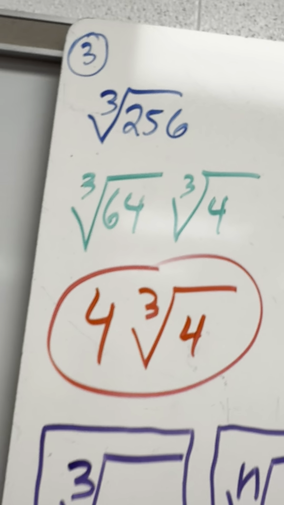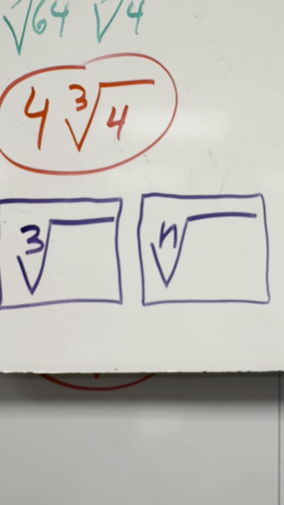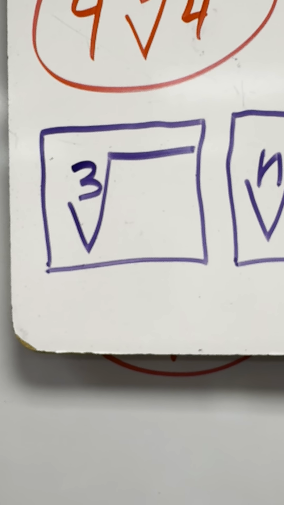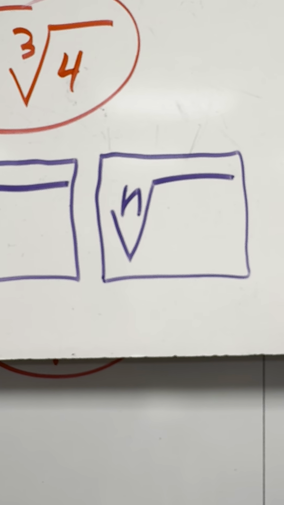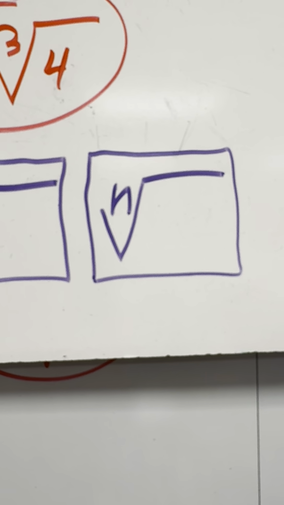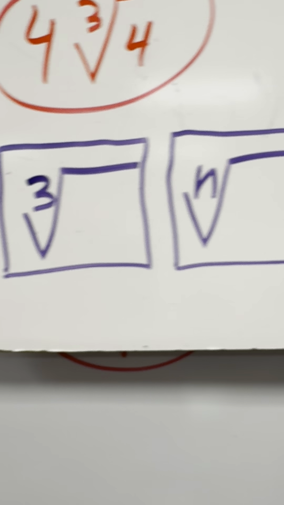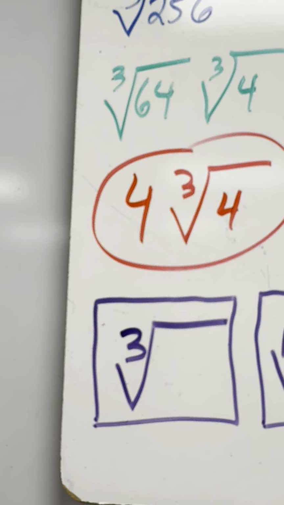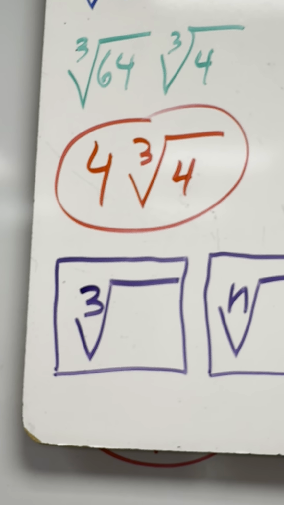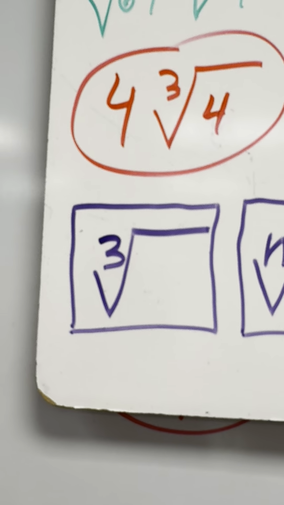Now in your Delta Math assignment today, there's 2 buttons at the bottom. One button is a cube root button. The other is an nth root button. Well, you don't need the nth root button if you're going to be doing cube roots today. But they put it in there. Okay, you're only going to use the cube root button today.